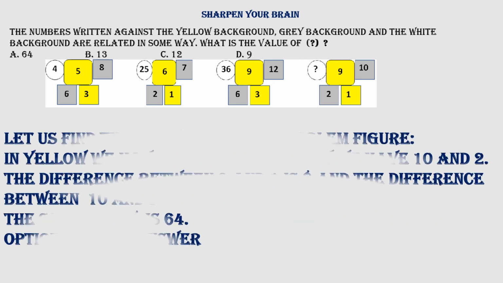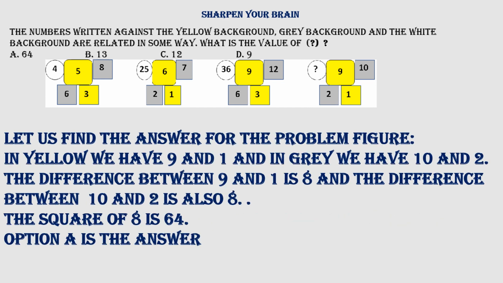Let us find the answer for the problem figure. In yellow we have 9 and 1. And in gray we have 10 and 2. The difference between 9 and 1 is 8. And the difference between 10 and 2 is also 8. The square of 8 is 64. Option A is the answer.